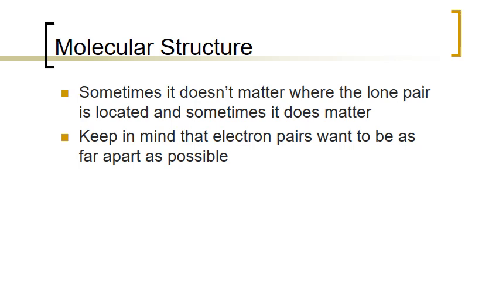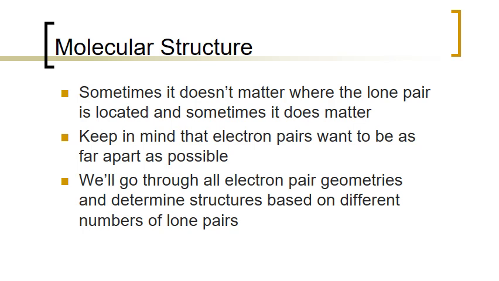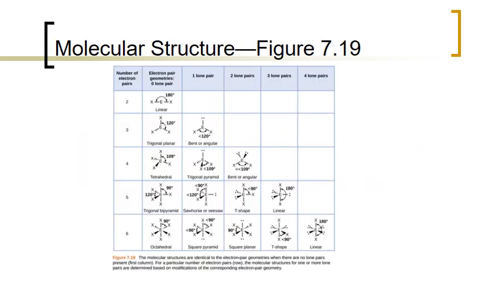So the overriding rule as we go through all of these, it may seem random, but it's not. The electron pairs want to be as far apart as possible, and they will adopt a structure in order to do that. We'll go through all the geometries, determine the structures based on different numbers of lone pairs. There's the overall table. There's a lot of information here, but we will go through the electron pair geometries one at a time.